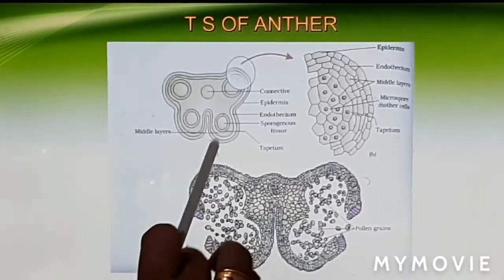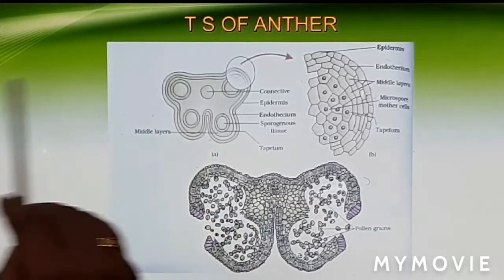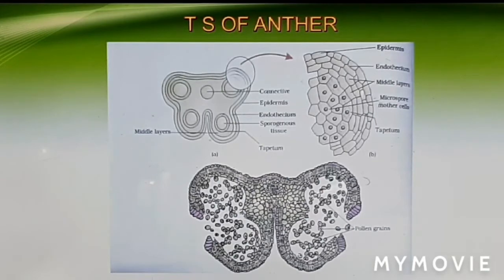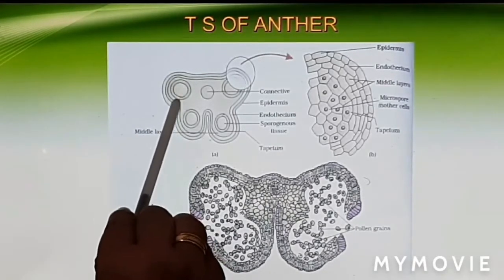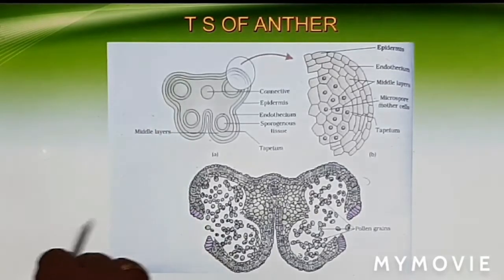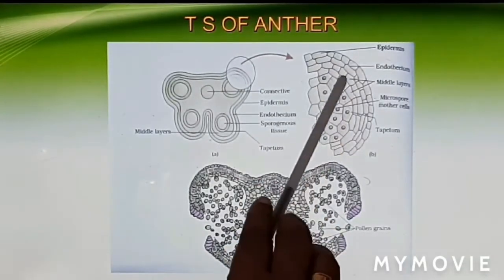This is the transverse section of an anther. The anther is a four-sided structure consisting of four microsporangia located at the corners, two in each lobe. The microsporangia develop further and become pollen sacs. Now we can see the structure of a microsporangium. In the transverse section, a typical microsporangium appears to be circular in outline. This is the enlarged view of the microsporangium.